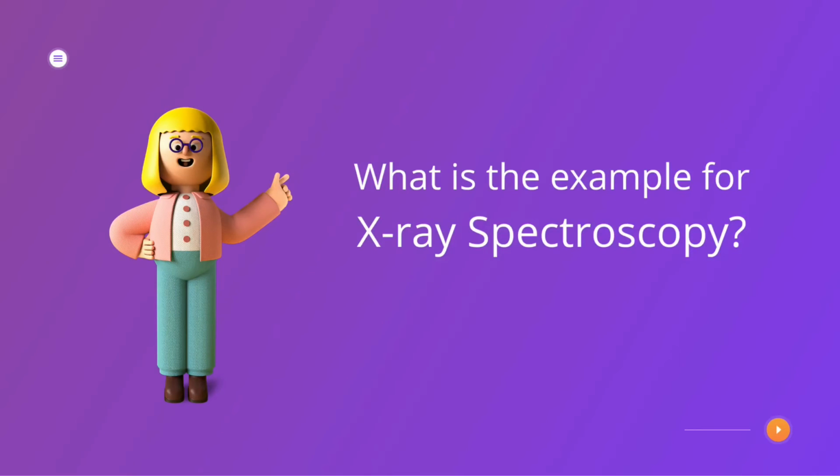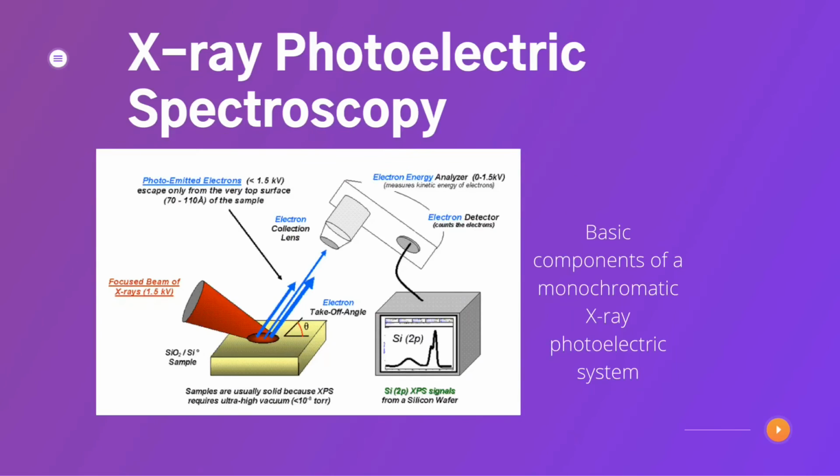Let's continue on our last subtopic. What is an example of X-ray spectroscopy? X-ray photoelectric spectroscopy is one of the examples of X-ray spectroscopy. As shown in the figure in the slide, these are the basic components of a monochromatic X-ray photoelectric system.